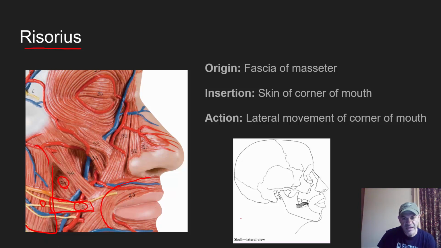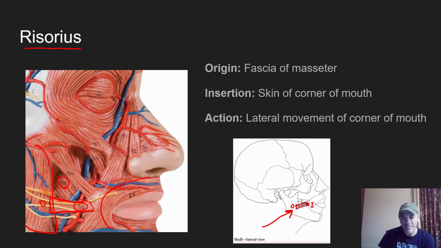Okay? If we look at it in isolation over here, picture on the right, you can see the overall muscle. It's a thin muscle. Again, the origin is over here, but the origin is not on the mandible. The origin is actually the muscle called the masseter. The insertion is going to be the corner of the mouth, the skin and muscle of the corner of the mouth out here.